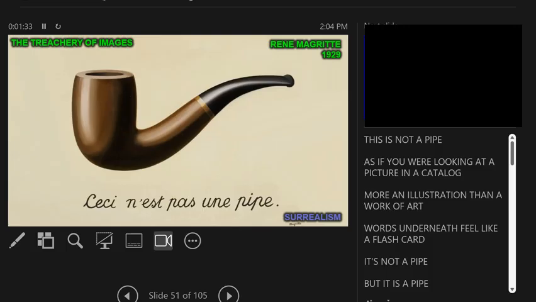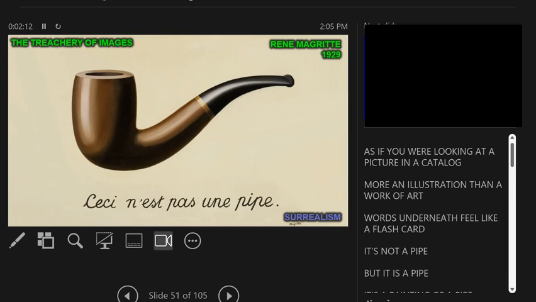All right, now, we're looking at a pipe, but it's not a pipe. What's the true statement here? Is it the picture that's true, or is it the words that are true? Why is it the words that are true? Because art can be anything you want. You're on the right track. But in real life, it's not a pipe because it's a painting of a pipe, and it's not even that. It's a projection of a photograph of a painting of a pipe. That's what we're looking at.